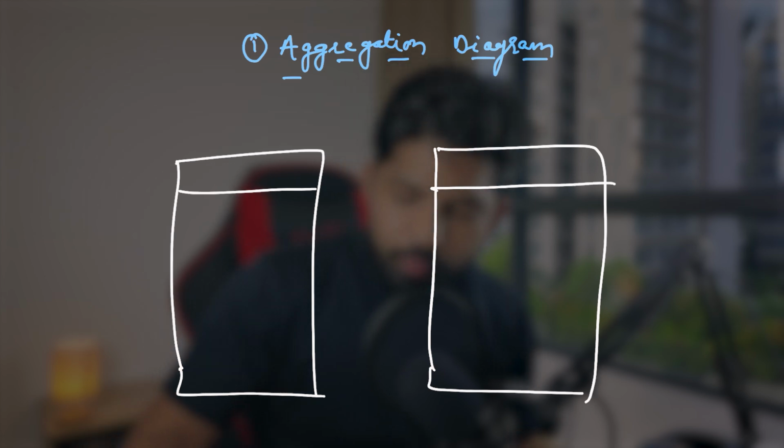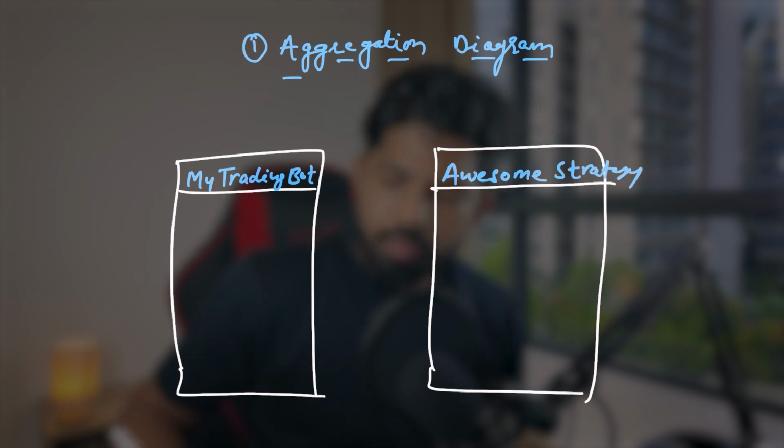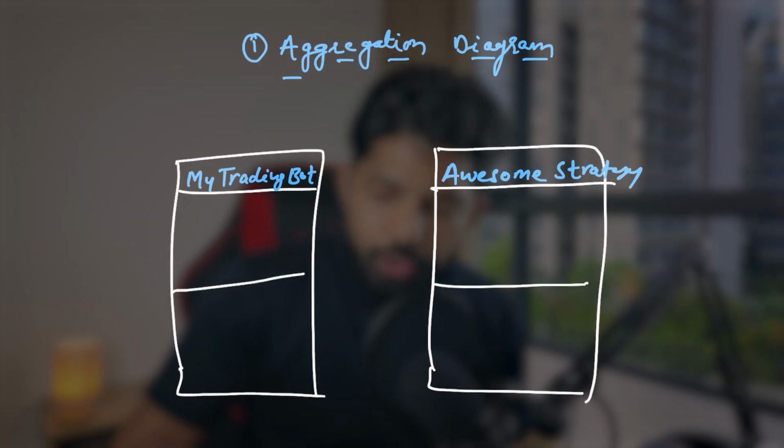The name of the first class was my trading bot. And the name of the second class was awesome strategy, correct? So while drawing the class diagram, you first have to write the class names. Then you have two sections here, first and second. In the above section, you write attributes. Similarly here also attributes. And in the below section, you write the methods, right? So methods. Similarly here also methods, correct?